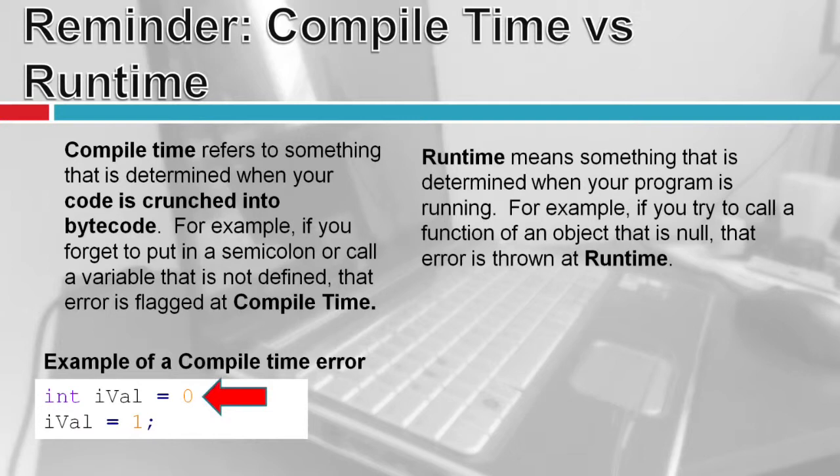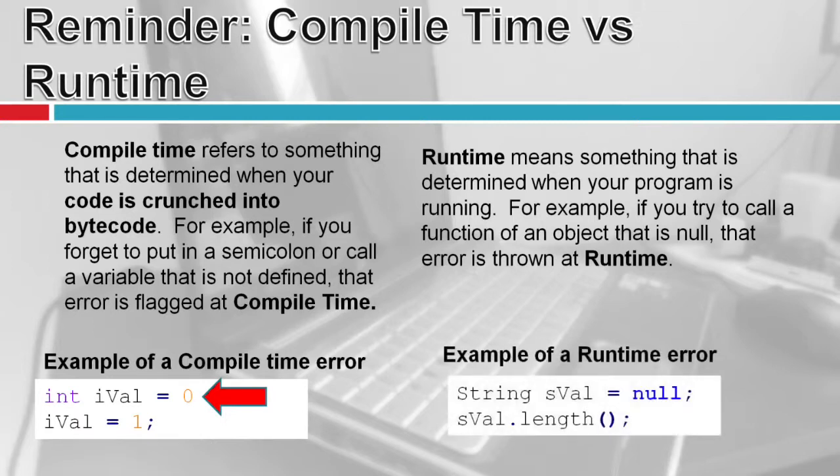Now, runtime means it's something that's determined when your program is running. For example, if you try and call a function of an object that is null, the error is thrown at runtime. So, for example, here I'm creating a null object, and then I'm calling the length function of an object that doesn't exist. Logically, humans can read that and say, hey, you're going to have a problem here, but the compiler won't catch it. This is all syntactically correct. Everything is fine here. It assumes that you know what you're doing. But when it runs to this line in code, when you're running the program, it'll throw an error saying, hey, this object doesn't exist. So that's the slight difference between compile time and runtime.